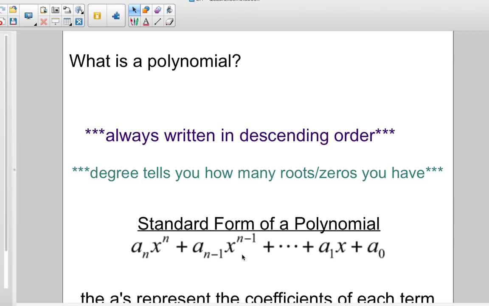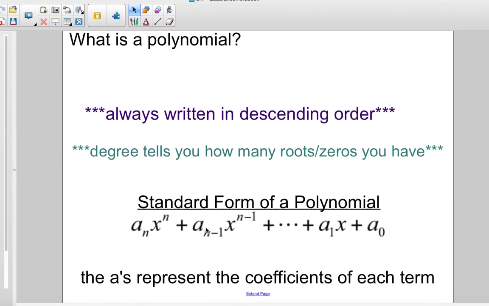For example, you could have 5x to the third plus 2x plus 3. So the constant would be 3. But you always write it so that the largest degree is first, and eventually the constant is last, as long as it has a constant. And the degree is helpful because the degree is the highest exponent, right? And that tells you how many roots or zeros you're going to have. So if you have to answer a question about zeros, look at the degree, and make sure you have the same amount of zeros. And we can get into double roots and stuff, so this one root counts twice. We'll be doing that in a little bit too. So this is standard form.